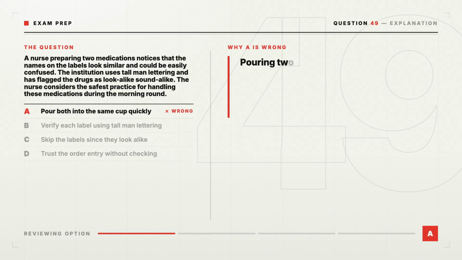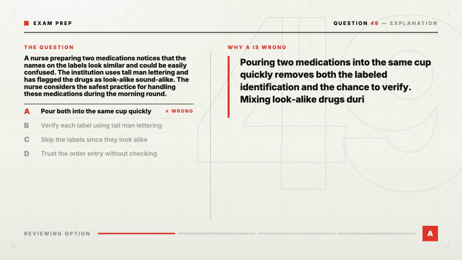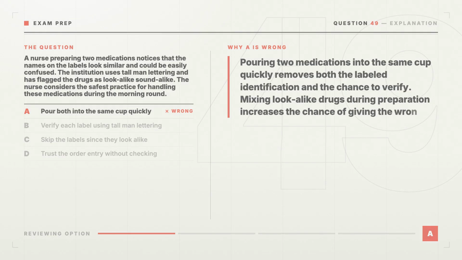A is wrong because pouring two medications into the same cup quickly removes both the labeled identification and the chance to verify. Mixing look-alike drugs during preparation increases the chance of giving the wrong drug or wrong dose.